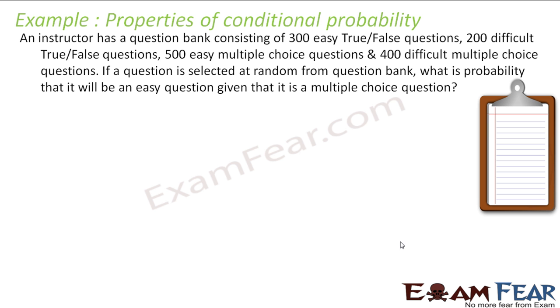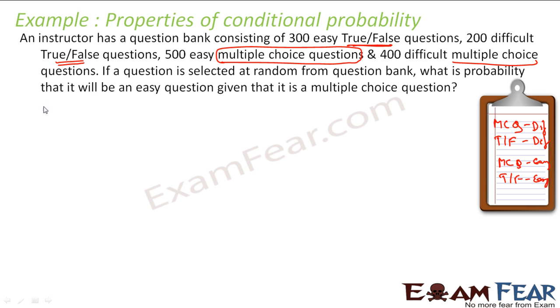An instructor has a question bank consisting of 300 easy true false questions, 200 difficult true false questions, 500 easy multiple choice questions, and 400 difficult multiple choice questions. So this guy has MCQs and true false questions. MCQ he has difficult, true false he has difficult, MCQ he has easy, and true false also he has easy questions, right? So these many options he has.